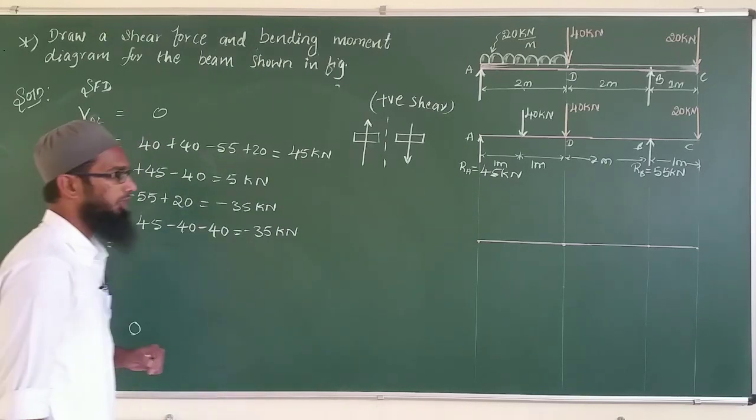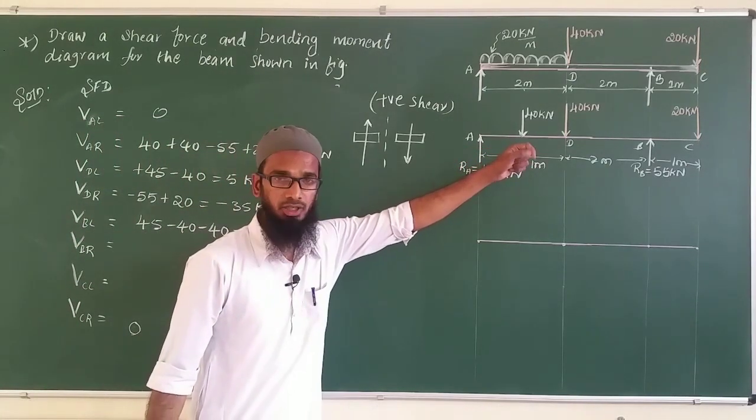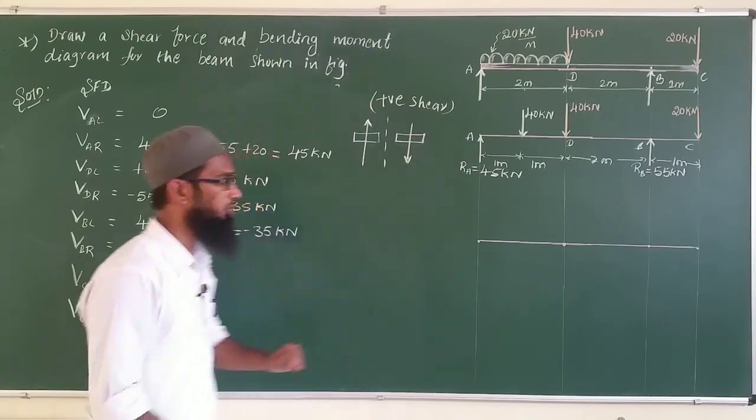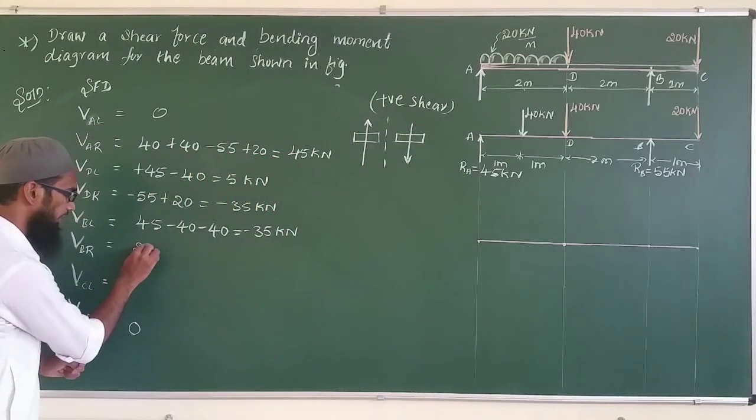Now the right-hand side of B, only one force is acting, 20. Now we have to see this figure, downward we have to take positive. So I get the value of only 20.